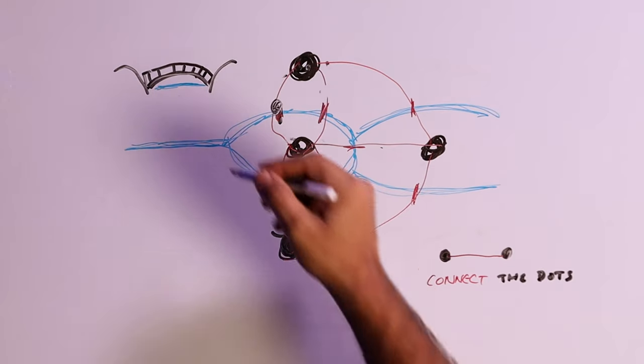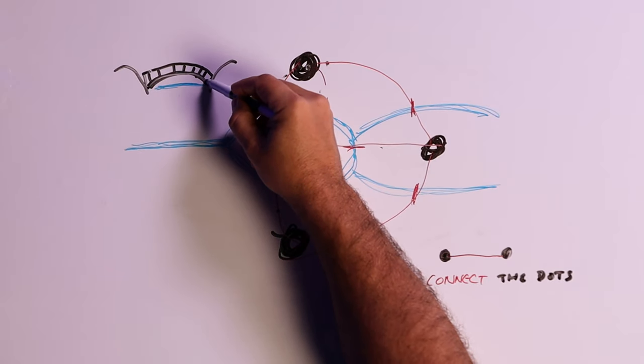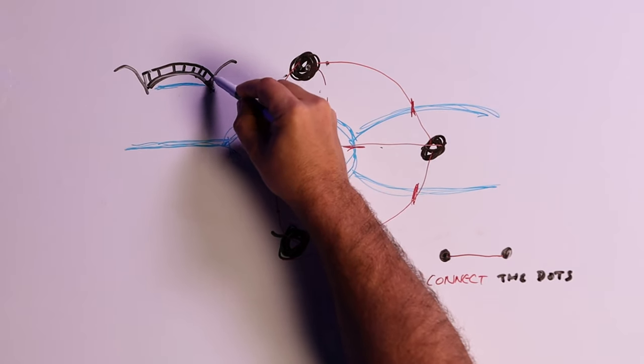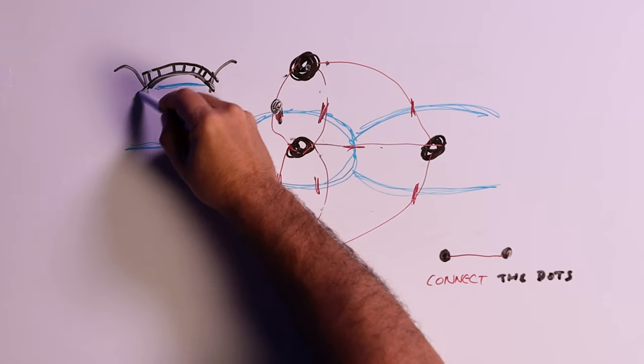Even if it wasn't a physical bridge. And in fact, remarkably, the bridge is connected. There needs to be a connection here and here between the land and the bridge. So even the bridge is connected to the land, and each side of the bridge has a connection.